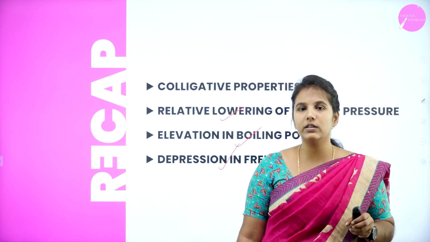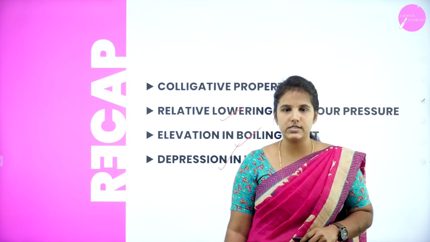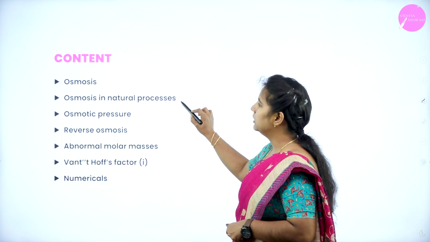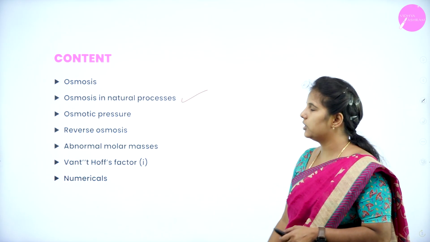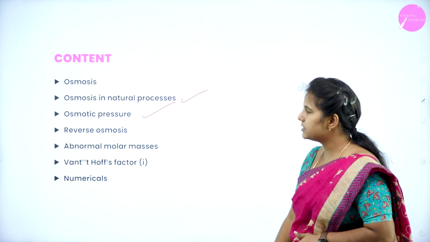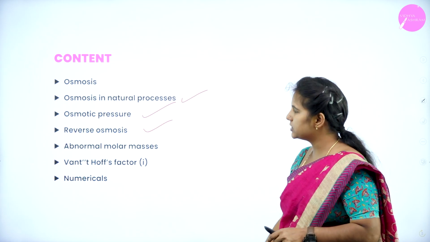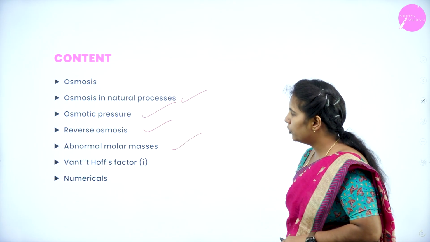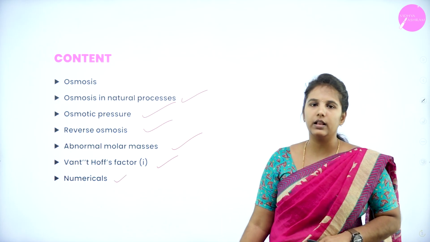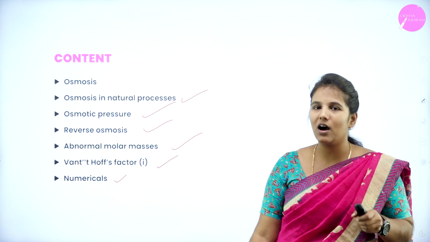Today we'll move on to the last colligative property, that is osmosis. We'll see what is osmosis and we'll discuss osmosis in natural processes. And what is osmotic pressure? We will discuss. And also we are going to discuss reverse osmosis and abnormal molar masses and Van't Hoff factors and their numericals. So let's begin the session by knowing what is osmosis.